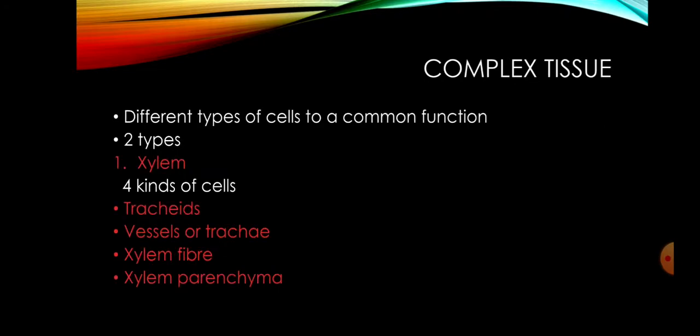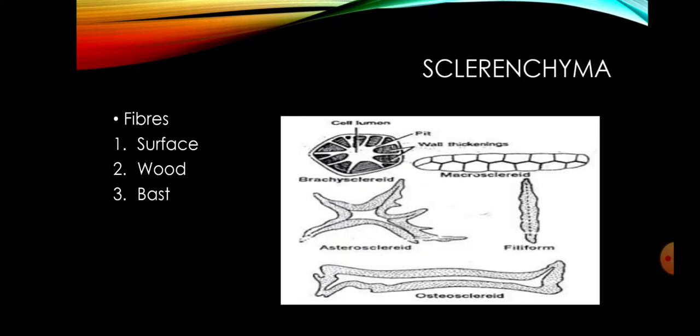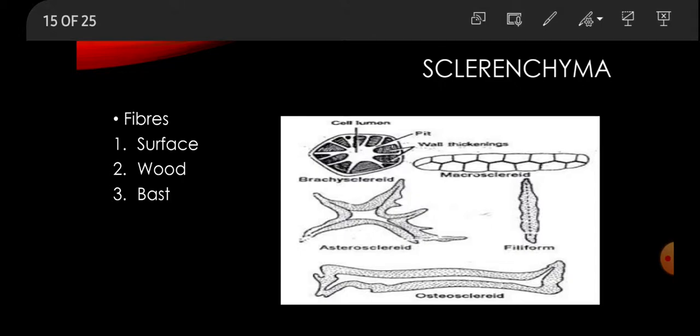Now next is sclerenchyma. In sclerenchyma, it includes fibers, and they are present in plants such as guava, or in fruits when we eat something and a hard substance comes in our mouth. This is the result of sclerenchyma. It includes sclereids and fibers. Sclereids are of many types. Sclereids are also known as stone cells, because they are hard enough.